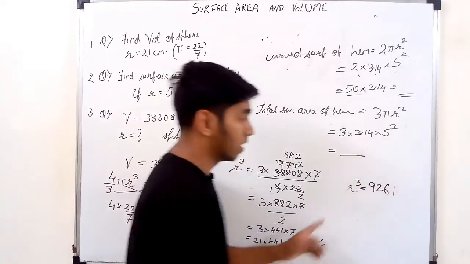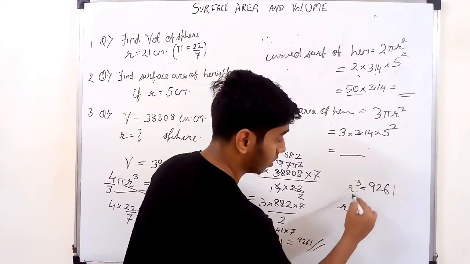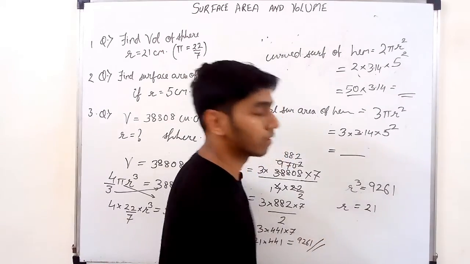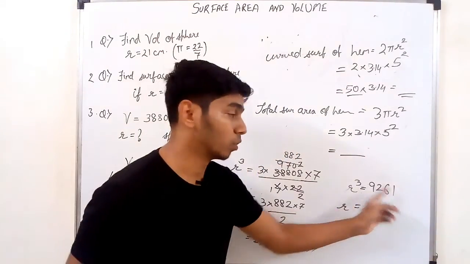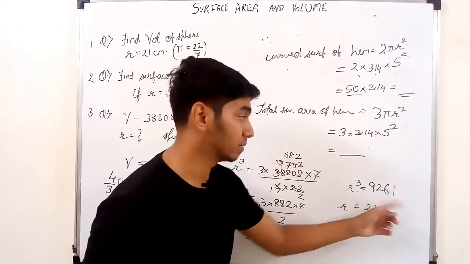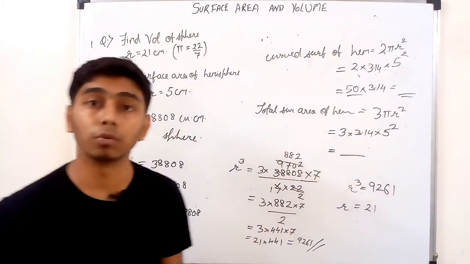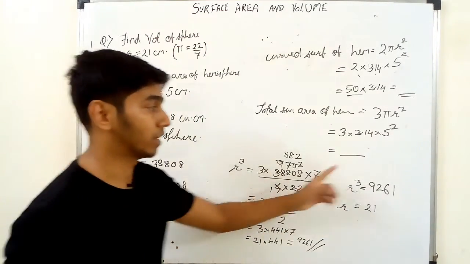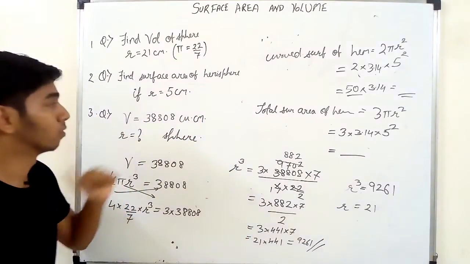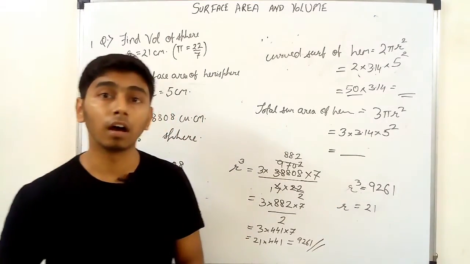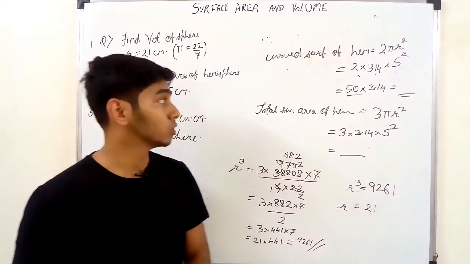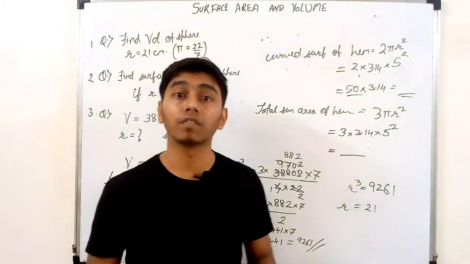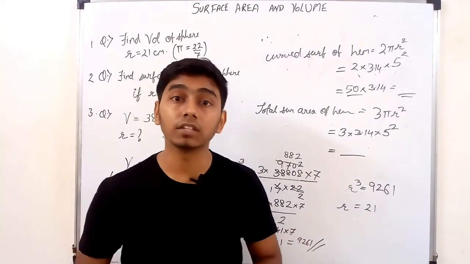Now when we take the cube root on both the sides, r will be equal to 21. I hope you know how to take a cube root, so you can simply take it and you get the radius as 21. I hope you have understood this sum also. So we took some questions based on sphere and hemisphere. I hope you have understood this topic, and if you have, make sure that you share it with your friends.